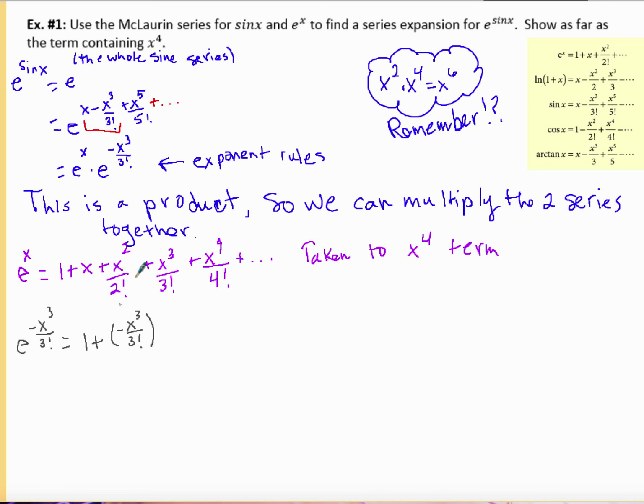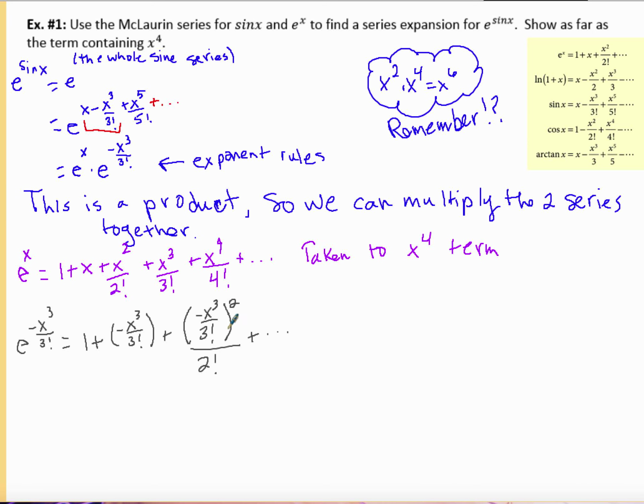Okay, my next term would be x squared divided by 2 factorial, but what I have in my x position isn't an x. It's negative x cubed divided by 3 factorial. So we're going to have negative x cubed divided by 3 factorial, squared, divided by 2 factorial. And this is going to continue on and on forever. But remember, we are only going to take this to the x to the fourth power term.